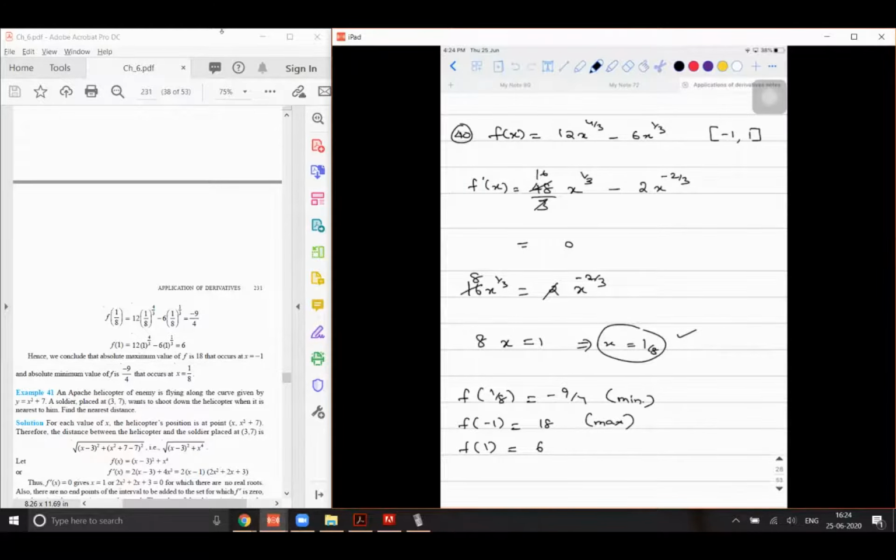Okay, sir. Sir, can you explain the last step, sir? Which one? Sir, 8 into x power 1 by 3 is equal to 2 into x power minus 2 by 3. What I did is, see, 8 into x power 1 by 3 is equal to 1 divided by x power 2 by 3. Accepted? So x power minus 2 by 3 is 1 by x power 2 by 3. So this will go to the other side as a product. So 8 into x power 1 by 3 plus 2 by 3 is equal to 1. So 8 into x power 1 is equal to 1. So x is equal to 1 by 8. Thank you, sir. Okay.